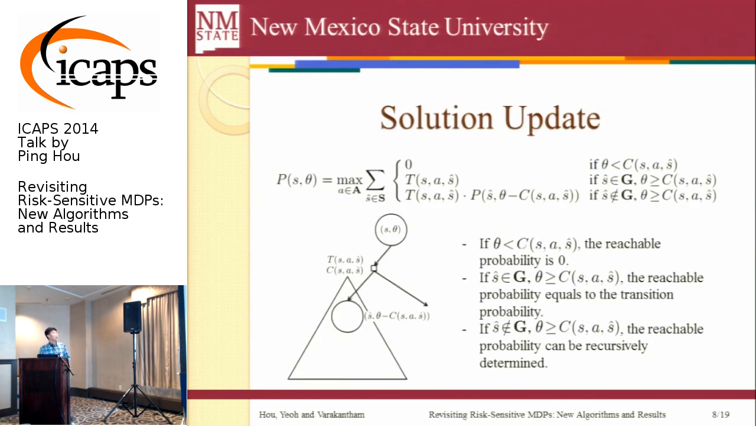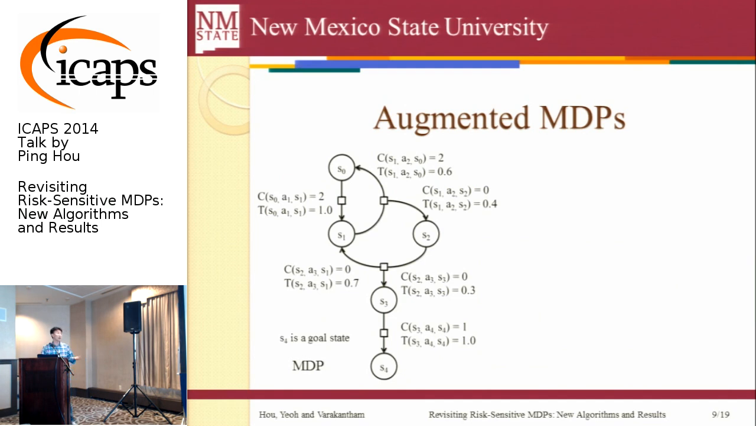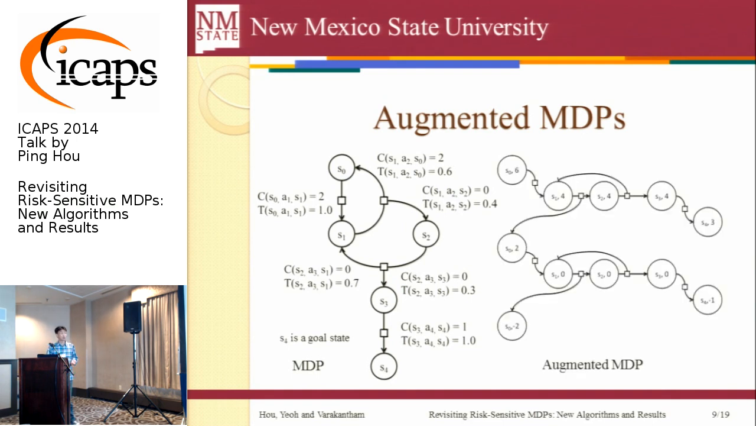Okay, you can see this update actually defines a transition relationship between the augmented states. So based on that, we can build an augmented MDP. Here is an original MDP example. We assume S0 is the initial state and S4 is the goal state. Let's say the agent holds a resource of 6 at the beginning, then we can get a transition relationship like this. For example, the agent starts from S0 and goes to S1, and the cost is 2, so the cost threshold reduces from 6 to 4.